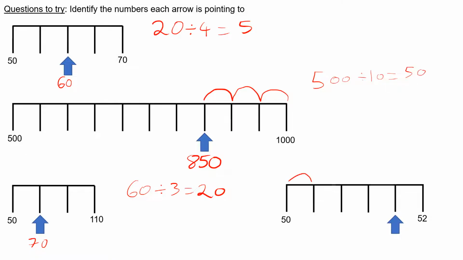And lastly, we have 1, 2, 3, 4, 5 jumps, and it's going up by 2. So we have 2 divided by 5, which is 2/5 obviously, which is 0.4. So the scale is going up in 0.4s. So to work out what the arrow is pointing to, we could do 52, take away 0.4, and that would give you 51.6.